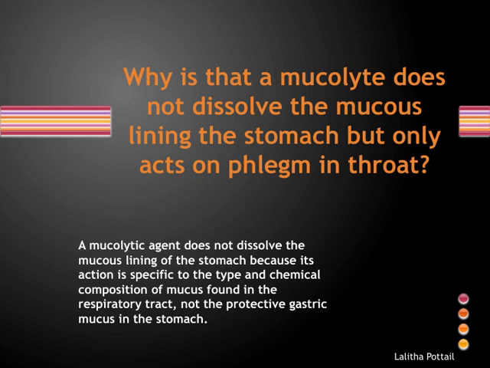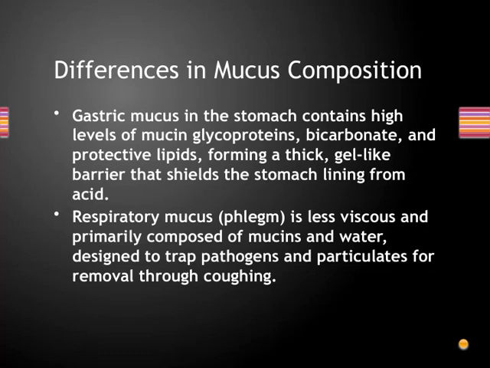Let's get started. Let's take a closer look at the differences in mucus composition. In the stomach, the mucus is really specialized. It contains high levels of mucin glycoproteins, bicarbonate, and protective lipids. This combination forms a thick, gel-like barrier that plays a crucial role in shielding the stomach lining from the harsh acid environment. This mucus is designed to be sturdy and resilient.